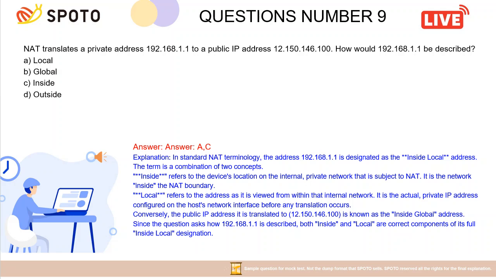Conversely, the public IP address it is translated to, 12.150.146.100, is known as the inside global address. Since the question asks how 192.168.1.1 is described, both inside and local are correct components of its full inside local designation.